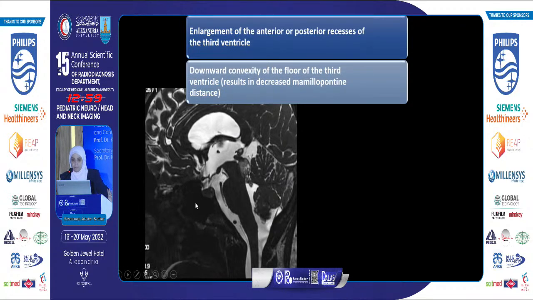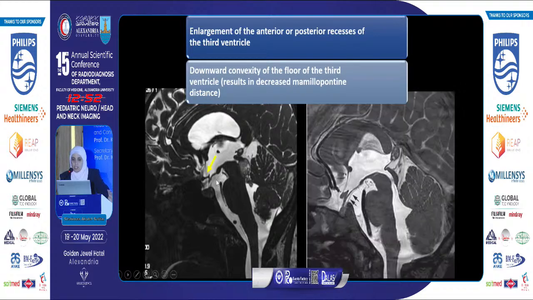We can see here there is dilatation of the anterior recess of the third ventricle, and this is the normal third ventricle, with the chiasmatic and supraoptic recesses having an acute angle. However, here there is dilatation of these chiasmatic recesses. This goes with hydrocephalus.